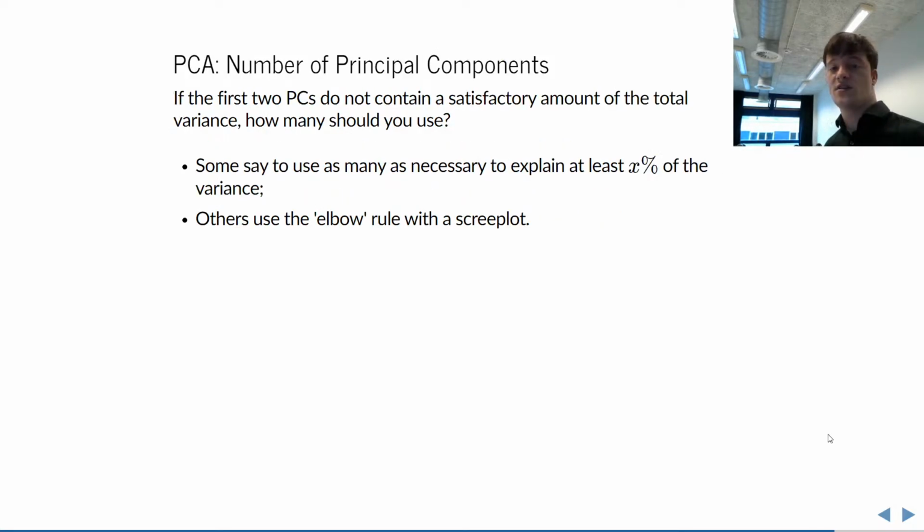Okay, last question is how many principal components should you use? Because of course you can just make a 2D plot of principal component 1 and 2, but what if that only explains 10% of the variance? Then how much further should you go, right? So there's two ways to do this. One is to think for yourself, how much of the total variance do I want to have accounted for? You could say I want 95% of the variance accounted for, or 90%, or 80%, whatever you're happy with. Another one is called the elbow rule.